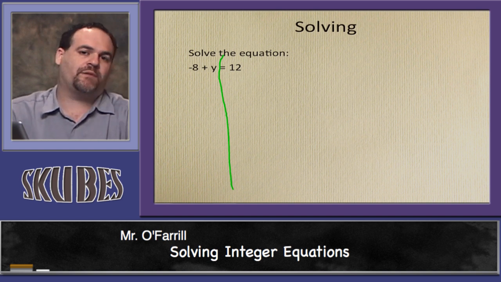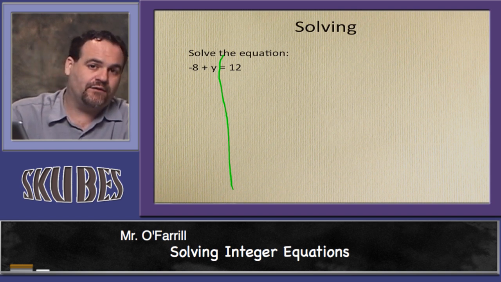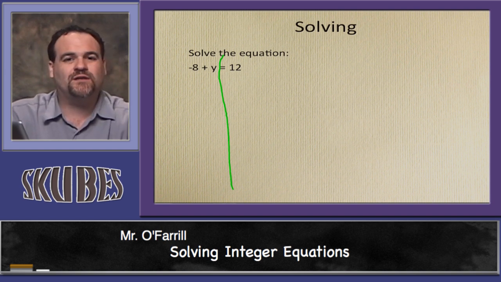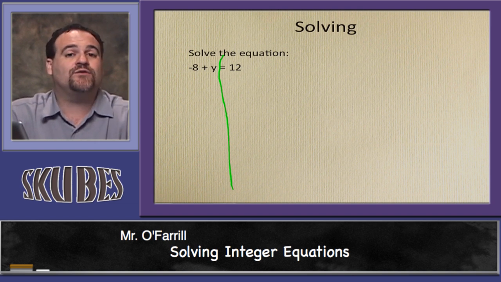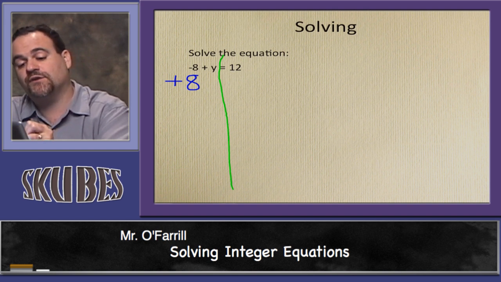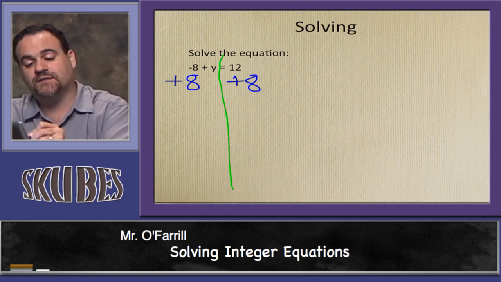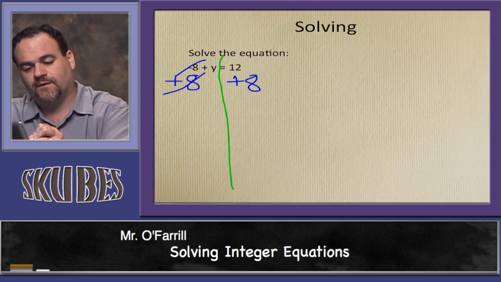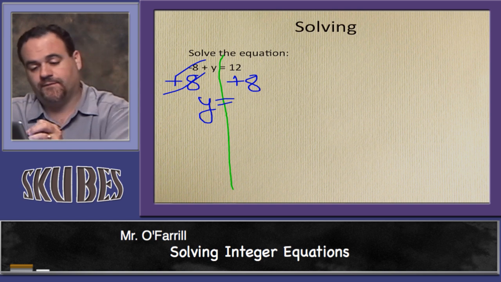If you remember all the rules about adding and subtracting integers, subtraction and negative are two words that can almost be used interchangeably. The point is we have a negative 8 here, and the operation is addition. So to get rid of a negative 8, we're going to use the opposite. And the opposite of a negative 8 is a positive 8. We're going to add 8, or introduce a positive 8. And we have to do it on both sides of the equation. If we add positive 8 and negative 8, you get 0. So the only thing left there is y. And y equals 12 plus 8, which is 20.